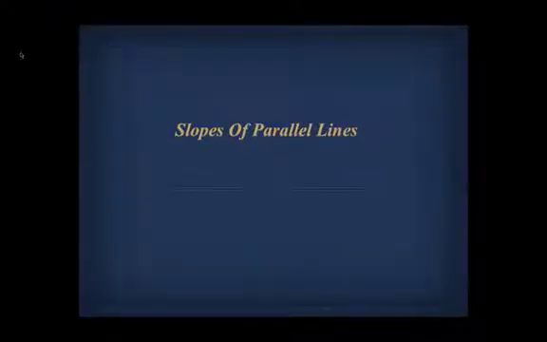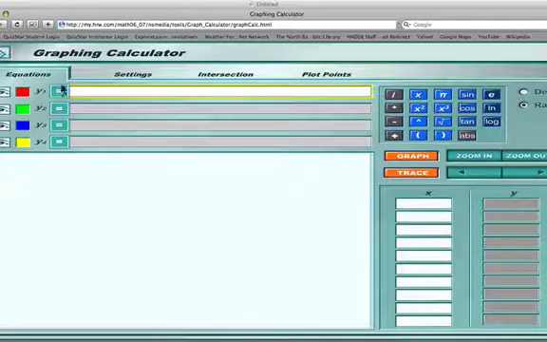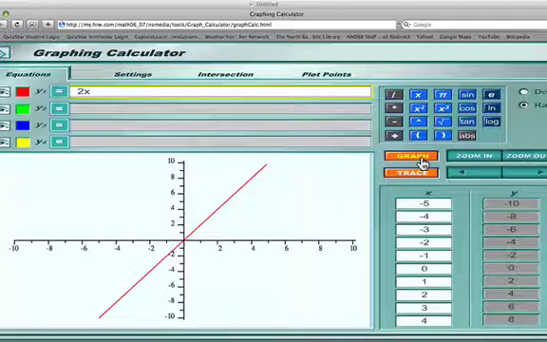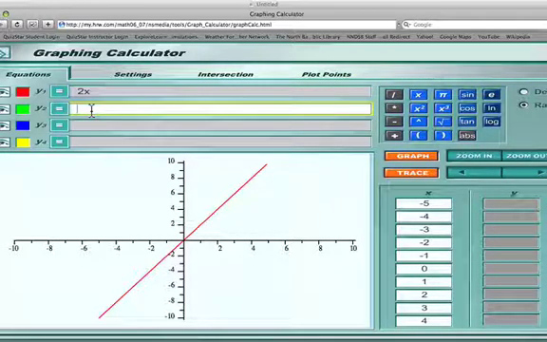In this lesson, we're going to take a look at the slopes of parallel lines. And the first thing I'd like to do is take a look at a few graphs of lines that are actually parallel. I'll put a graph in here of y equals 2x, and we'll graph that. Now, recall from before that the slope of this line is up 2 over 1, so the slope is 2 over 1.